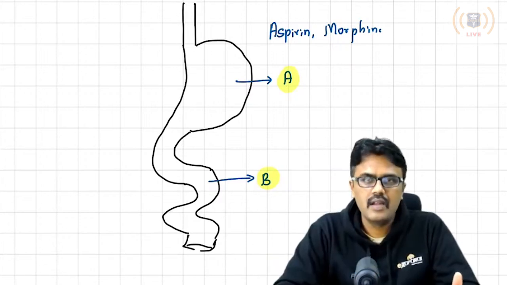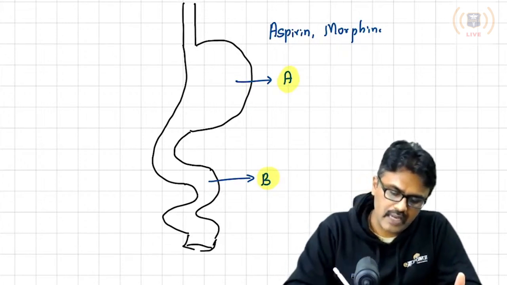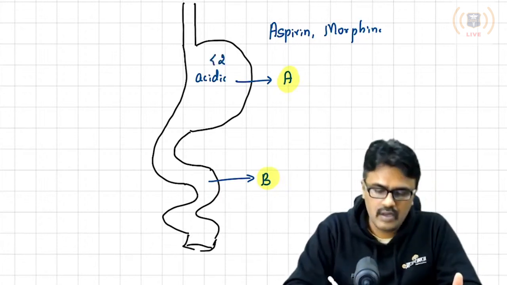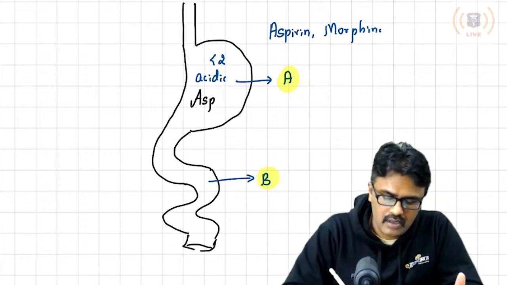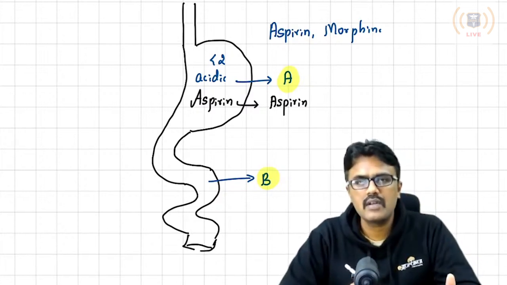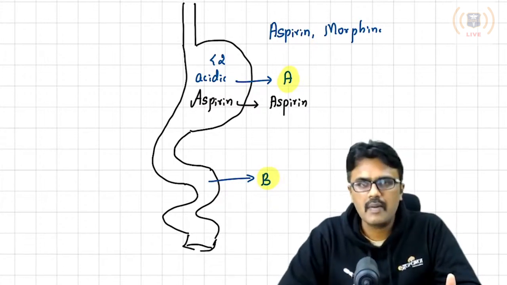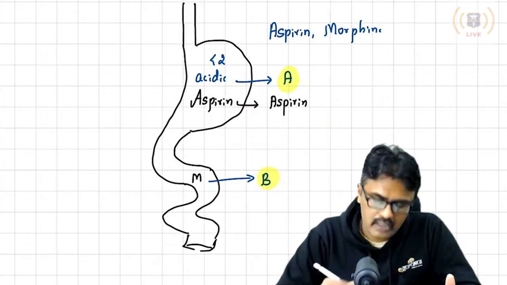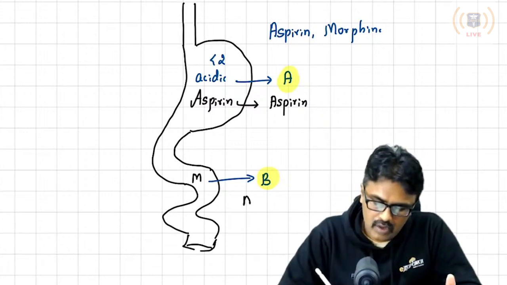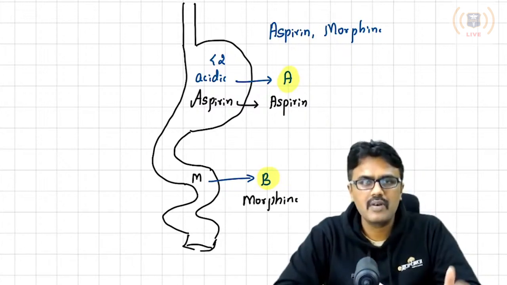Yes. Now remember, the pH of the stomach is acidic. That is, it is less than 2. Obviously, in the stomach, the drug which is absorbed is aspirin, because an acidic drug in acidic pH will be absorbed. So most of the aspirin absorption is in the stomach. But morphine is a basic drug, and in alkaline medium it will be absorbed more in the small intestine, because a basic drug in the basic, that is alkaline, medium is absorbed.